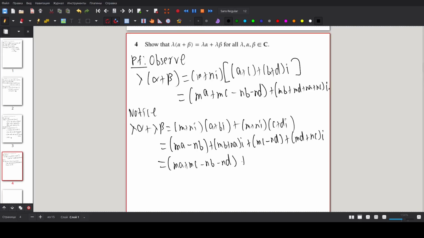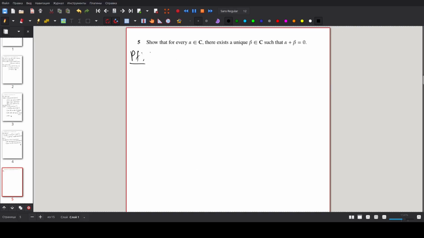That's the real part, plus, you guessed it, MB plus MD plus NA plus NC, because of real number properties. This is the same as this, so we are good to go. Next. All right, so number 5, I am going to say this explicitly again.